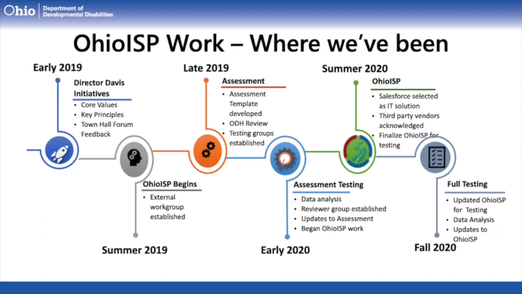Salesforce was selected as an IT solution. Third-party vendors were acknowledged, and the Ohio ISP was finalized for testing. Fall 2020, the Ohio ISP was updated for testing. Data was collected from testing and analyzed, and updates were made accordingly.